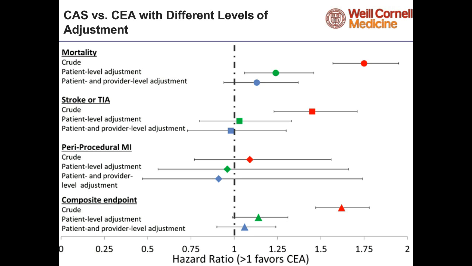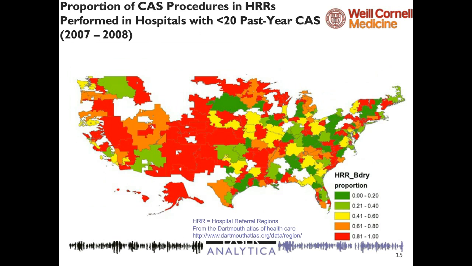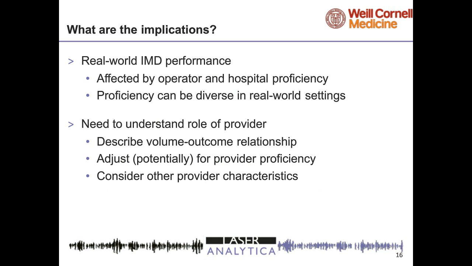I'm running out of time, so let me just conclude with the implications of what we've been discussing in terms of provider level factors. Real-world performance of implantable medical devices may be affected by operator and hospital proficiency. This proficiency, which I skipped over in the last two slides, can be very diverse in real-world settings. Even for carotid artery stenting, you can have a pretty big spectrum of skills among providers able to implant that stent. But you can also have quite a difference between two different procedures, right? The proficiency can be different if you're comparing one procedure or device versus another.